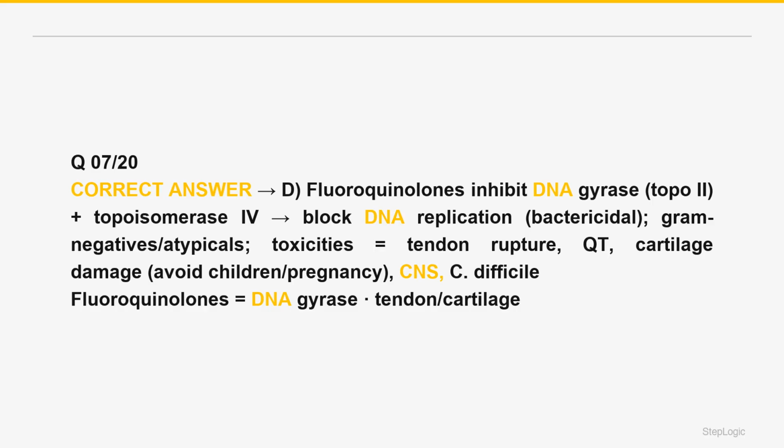The toxicities are heavily tested. The signature one is tendinitis and tendon rupture, classically the Achilles tendon, especially in older patients, those on corticosteroids, or transplant recipients. They cause cartilage damage in animal studies, so they are avoided in children and pregnancy. Other effects: QT prolongation, CNS effects, confusion, seizures, peripheral neuropathy, C. difficile colitis, and reduced absorption with cations, calcium and iron. The DNA gyrase and topoisomerase inhibiting bactericidal class with tendon and cartilage toxicity is the correct statement.